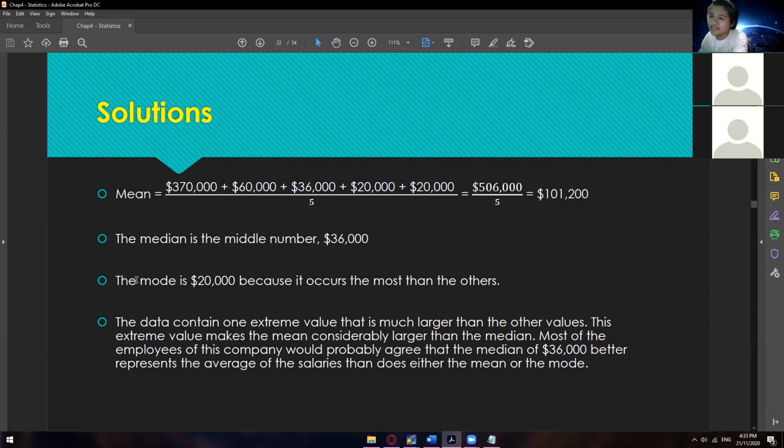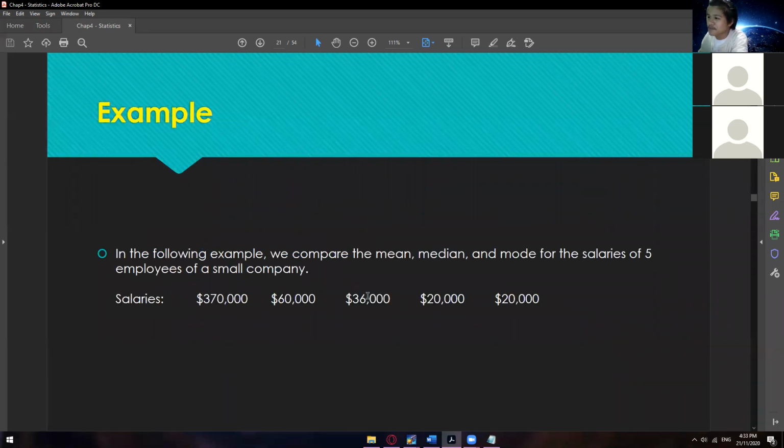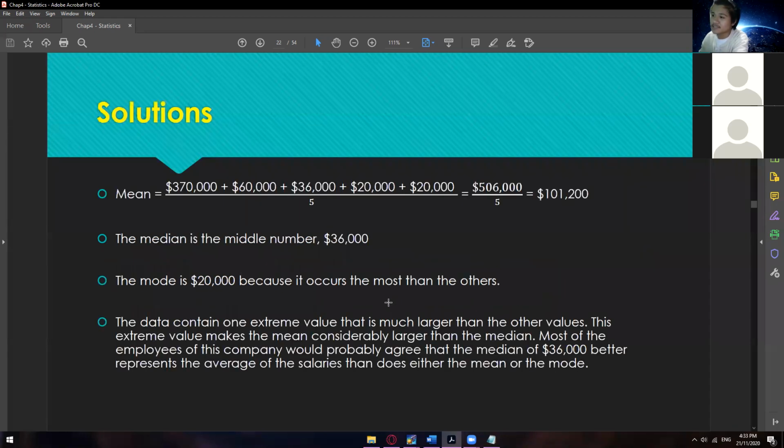Okay, and then lastly, the mode. Whatever is the most frequent number, that is already our mode. So as you can see, we have 20,000 in here, wherein it occurs twice, or it occurs more than the others. So as a result, that is now our mode.